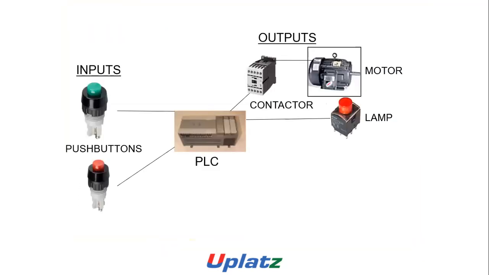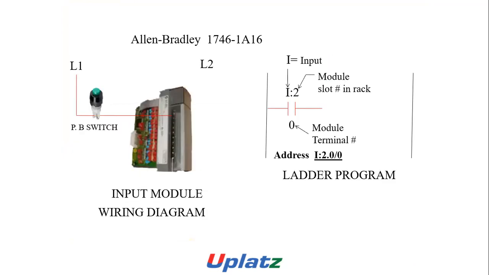So the input push button type PLC, the contactor, the motor, and the lamp are outputs. Allen-Bradley 1746 IA16 has a push button switch. The input module wiring diagram is shown here in L2.